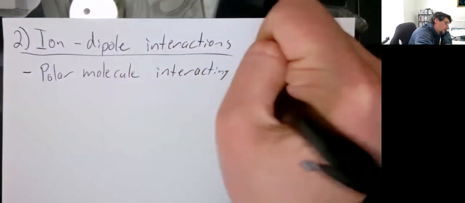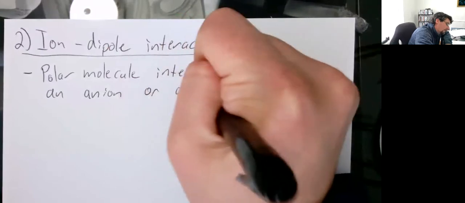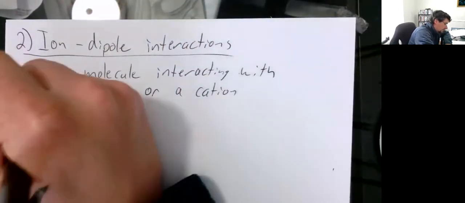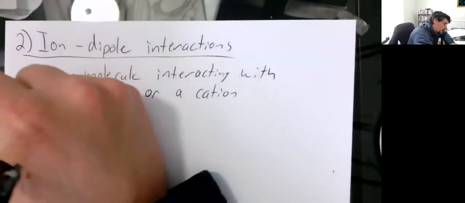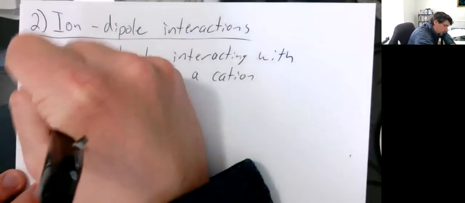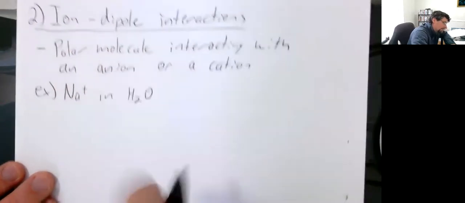Interacting with an anion or a cation. We can see an example of this. Let's say we look at a sodium cation in water.